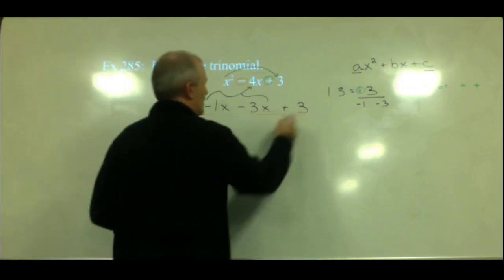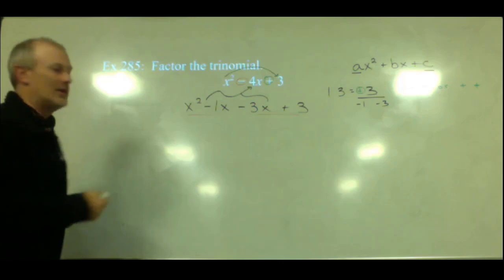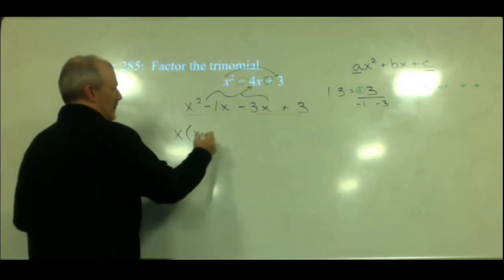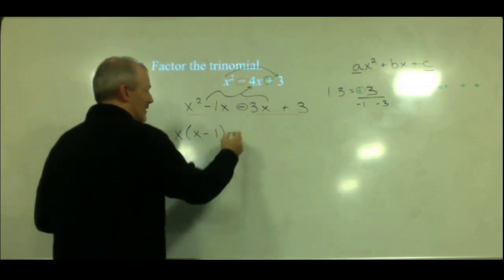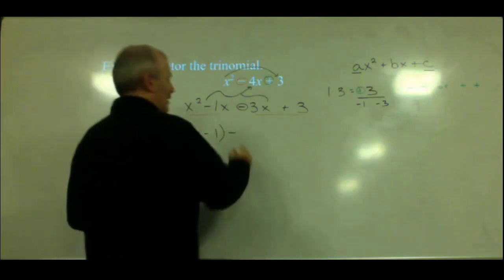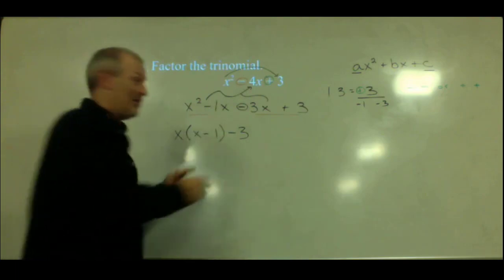Let's group the first two and the last two. And what can we take out of the first group? An x, and what's left? X minus 1, correct. And then remember, we have to take out that minus sign. And what else can we take out of both of those? 3. Now, this is the first time this has happened. We're dividing by a negative 3 here.